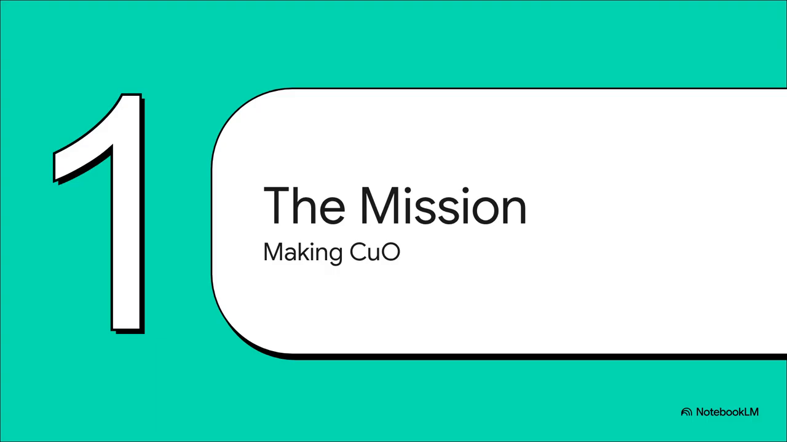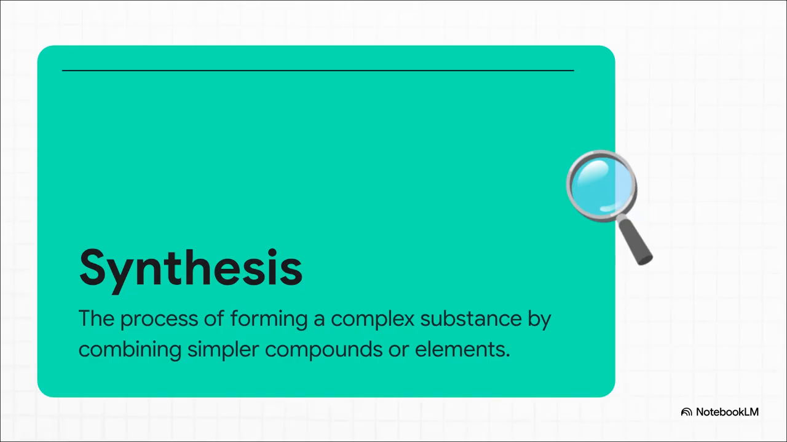Our mission is actually pretty straightforward. We want to successfully synthesize, and that's just a fancy word for create, a brand new compound, copper-2 oxide, or CuO for short. Now, that word synthesis might sound a little intimidating, but it's not. At its heart, it's just about creating something. We're taking some simple starting materials, following a recipe, and building something new and a bit more complex. Honestly, it's kind of like chemistry's version of building with Legos.